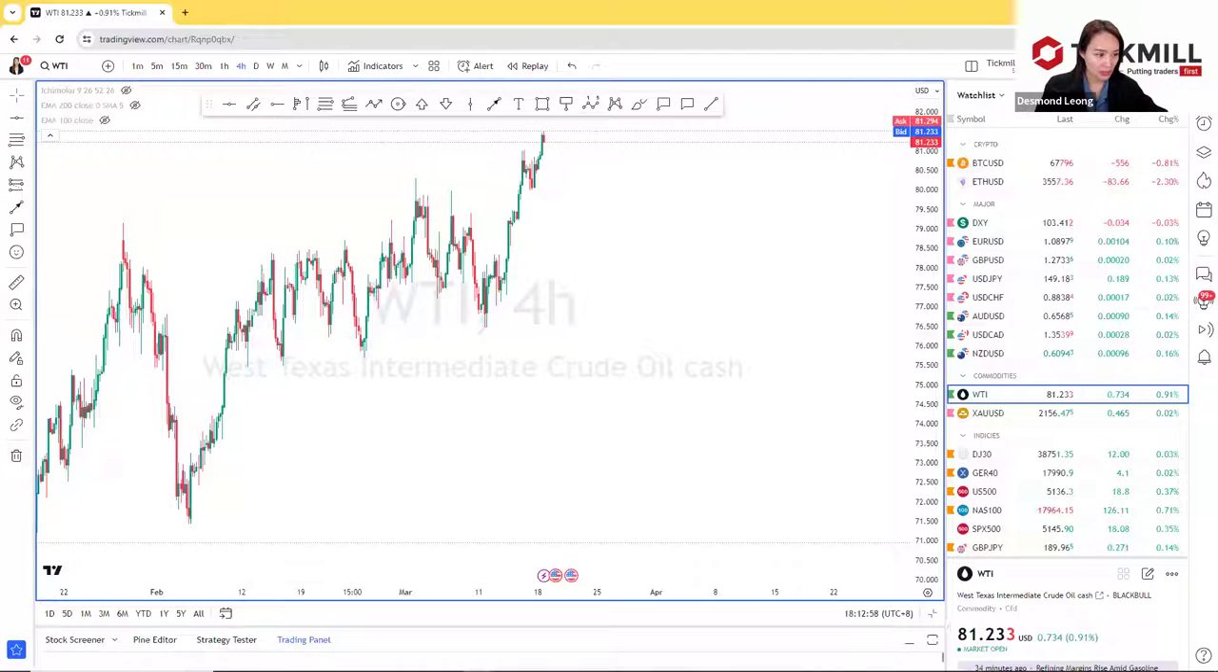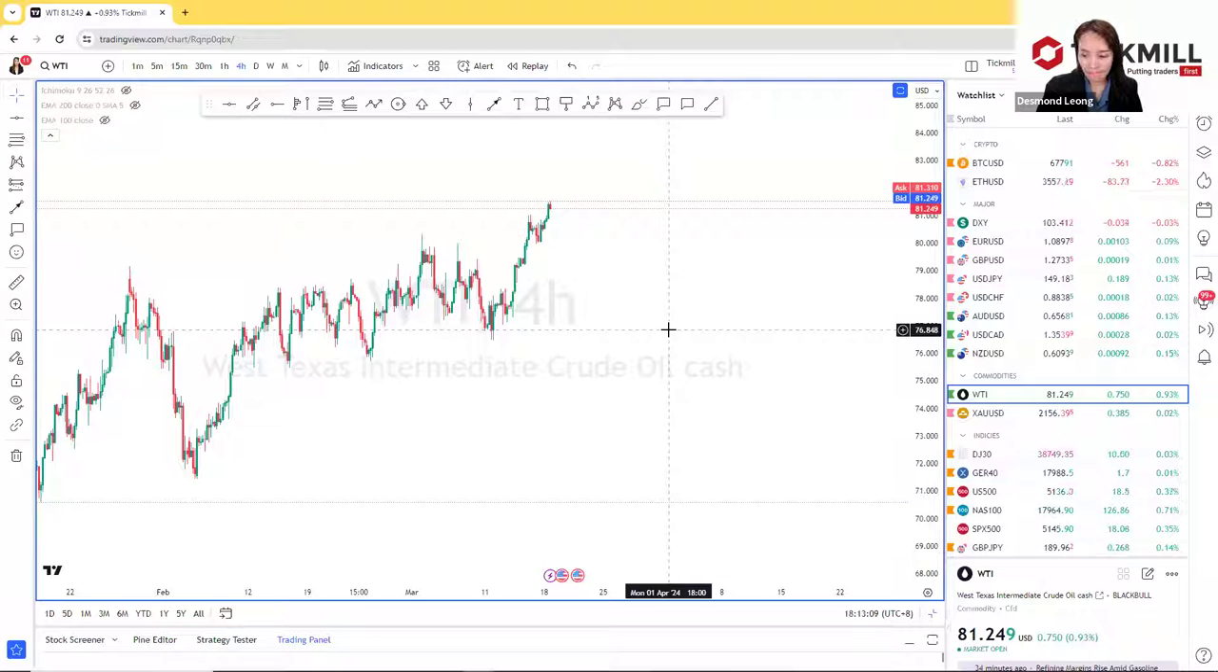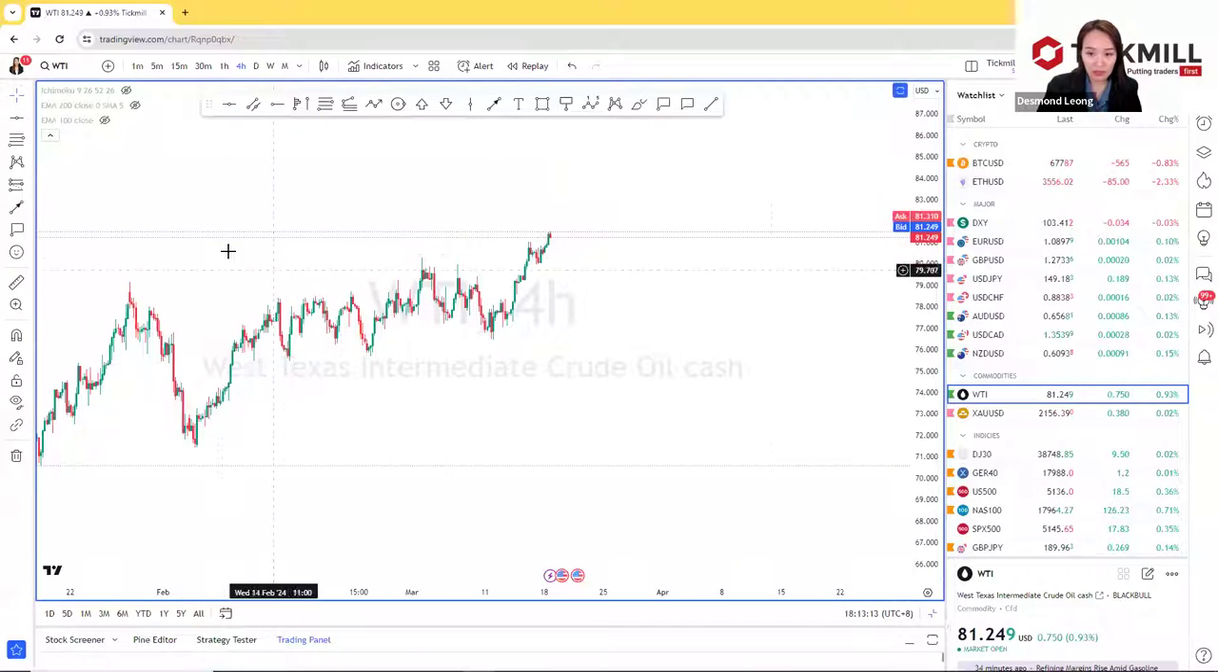ICT is not for today, guys. ICT is for the next 2 weeks. So today is about the live trading session only. Basically, today you can request any pair. First, you need to identify the key support and key resistance.